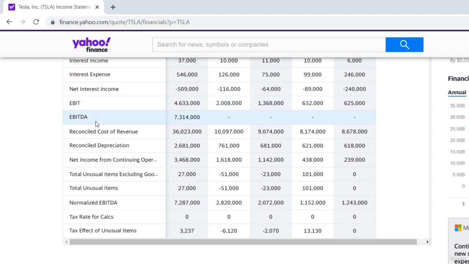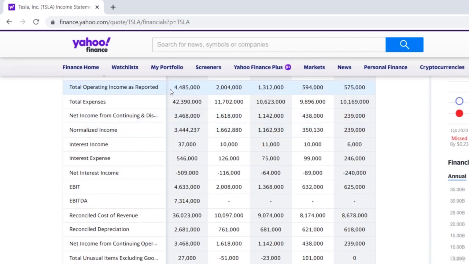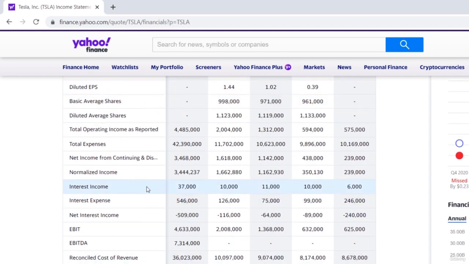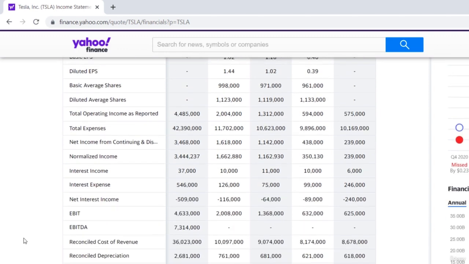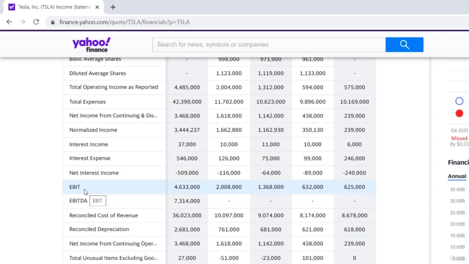EBITDA is basically looking at earnings before interest and taxes, which would actually raise that number, because we're taking out expenses of taxes and interest we're paying, so we actually have more earnings. So that number, 4.6 billion, you can see is bigger than our 3.468 billion of net income for common shareholders, because if we were to go back and look up interest and taxes, we took that number out. So now it's 4.6 billion.